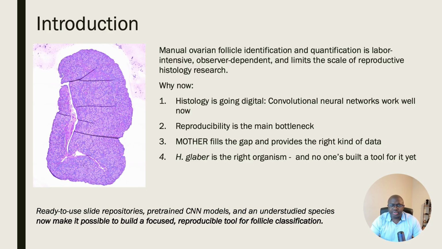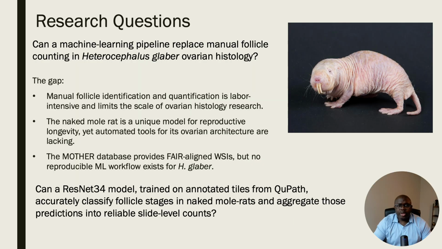Our goal here is to combine these factors with ready-to-use slide repositories, and combine that with modern machine learning to fully identify and classify ovarian follicles. Our primary objective is to determine if a machine learning pipeline can effectively replace manual counting in Glaber ovarian histology. It's about moving from a human-dependent estimation to a machine-led precision.